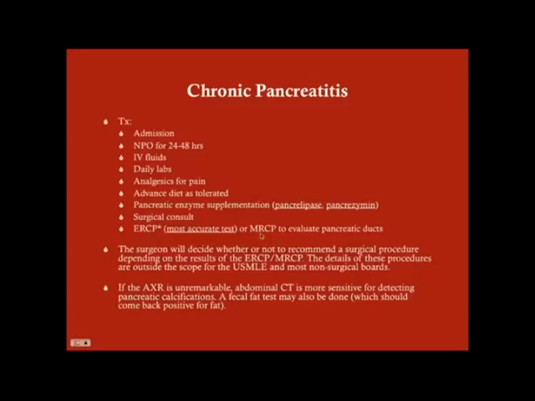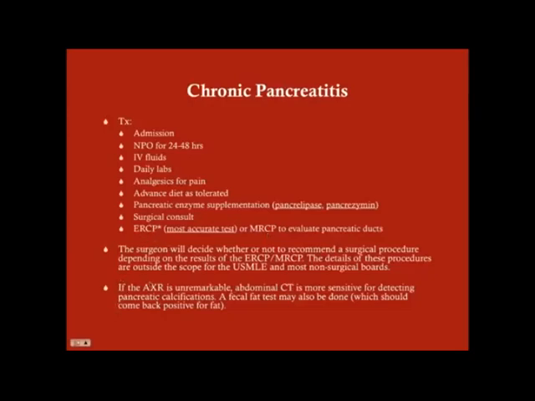because MRCP is getting better at visualization, and ERCP has that added unwanted complication of iatrogenic acute pancreatitis. Remember, you're injecting dye, and because you're injecting that contrast, you can cause acute pancreatitis, especially in somebody who's already got a compromised pancreas. So MRCP is sort of coming into trend, but ERCP is still the gold standard.